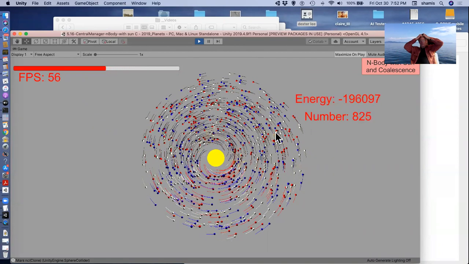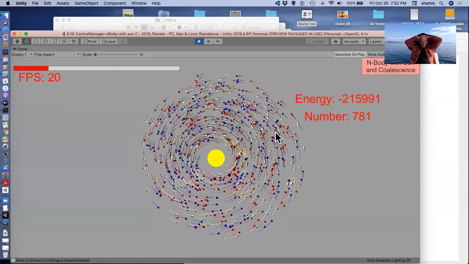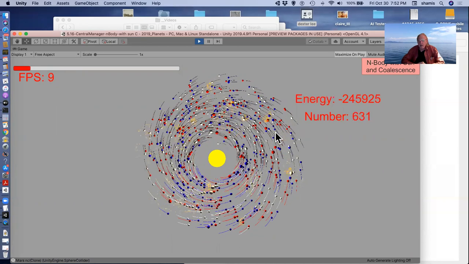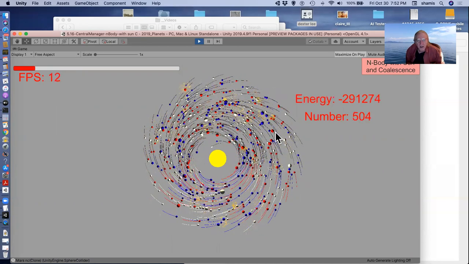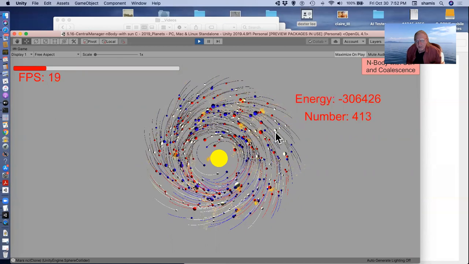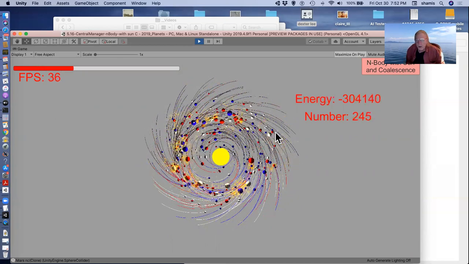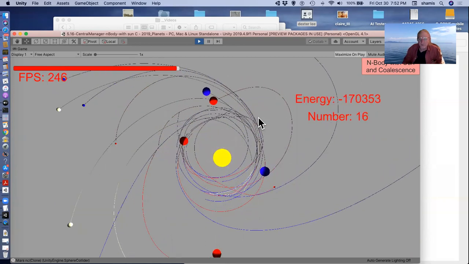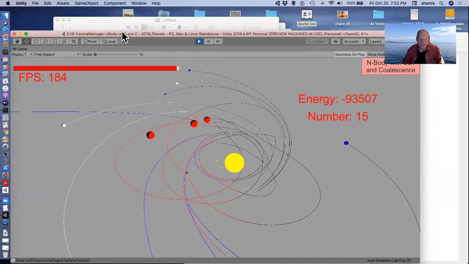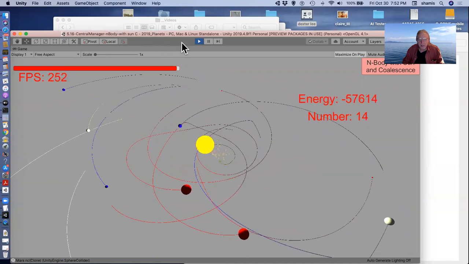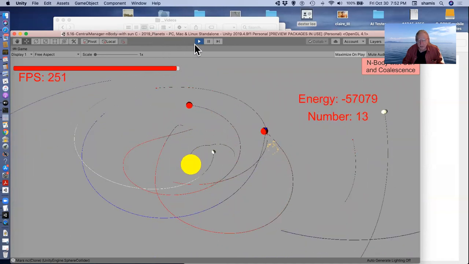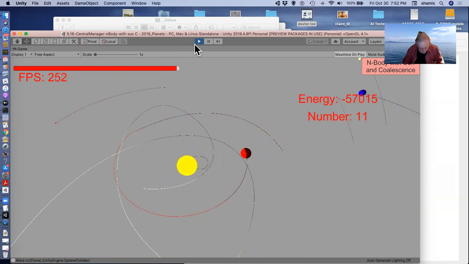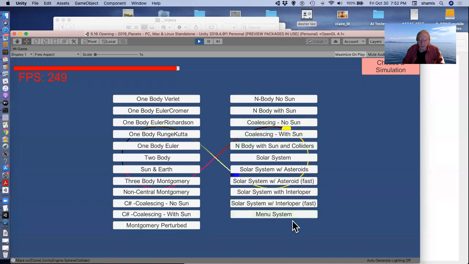I've got close to 1,000 particles starting off here. My frame rate is abysmal. And I think you'll see here as they collide and stick to each other and get bigger, down here around 400, it starts to speed up appreciably. And now I have just a handful of big planets going around this central sun that still has many planets getting sucked into it. So all that's very, very cool.